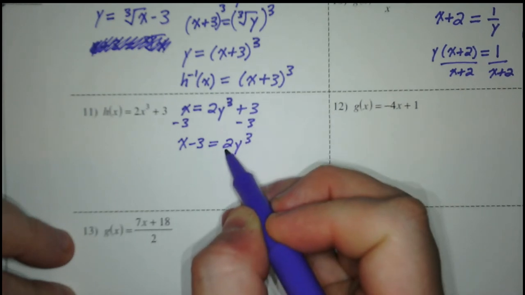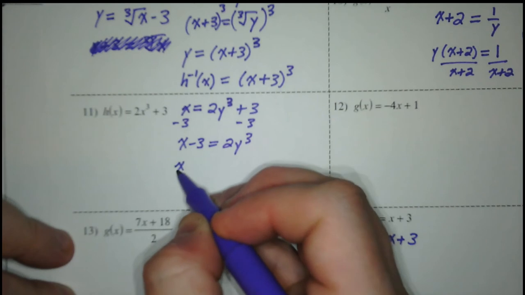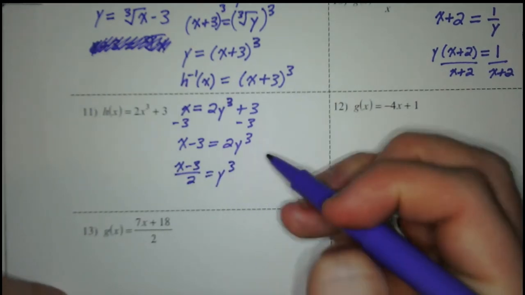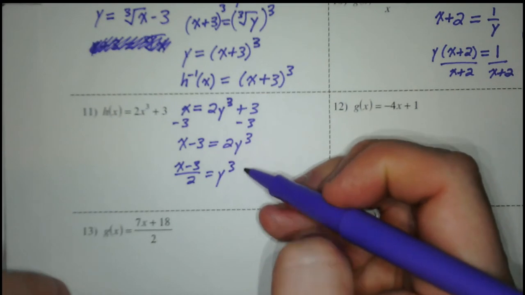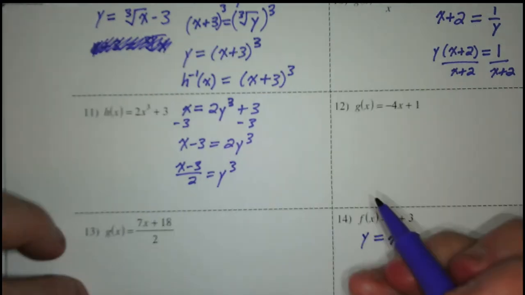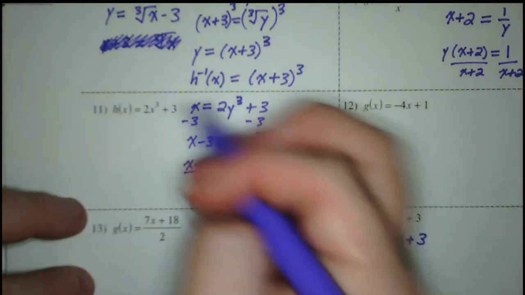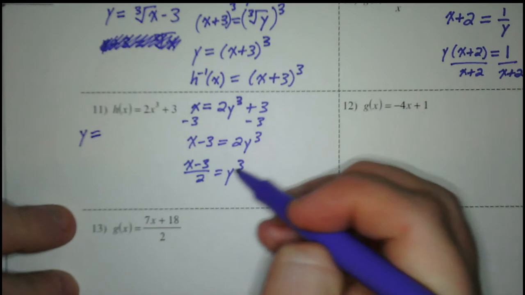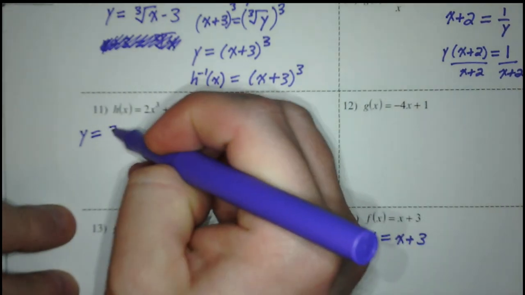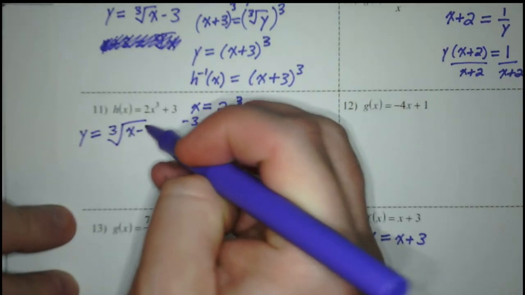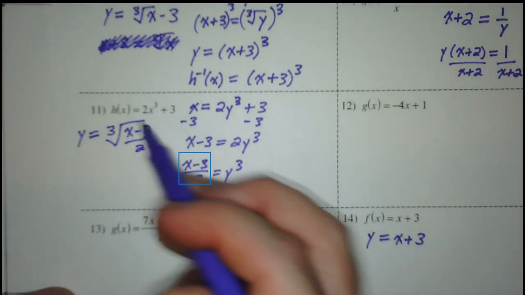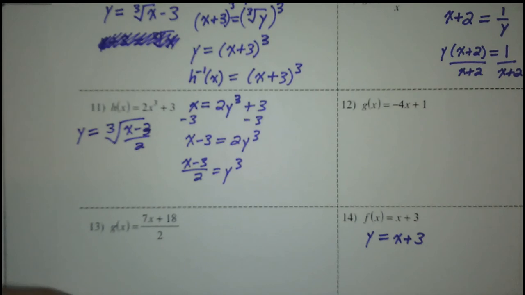Now I would divide both sides by 2. And now to finish getting y by itself, what's the opposite of a third power? Wouldn't that be the third root? And so I take the third root of both sides. That gets y by itself on that side. And the third root, all I've got to do is write it out like that, because I can't really simplify the third root. Oopsie daisy. And so that's your answer, unless you want to write it as h inverse of x.